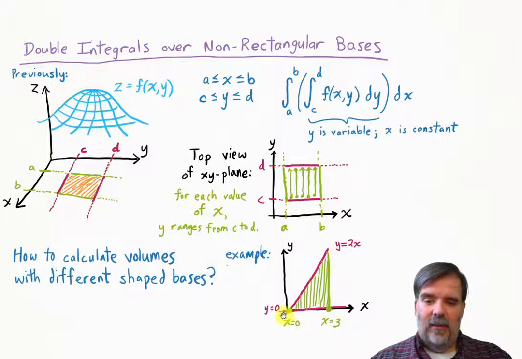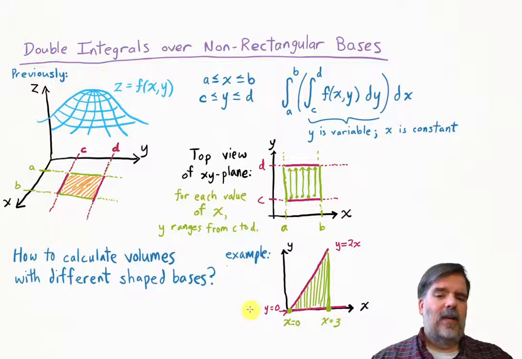In this case, the boundaries of this triangle-shaped region, the values of x would be between 0 and 3, but the values of y we could think of as being between the two functions, y equals 0 and y equals 2x. And so it's always below y equals 2x and above y equals 0. So the question is, how do we calculate the volume, say underneath this surface, but lying above something like this?